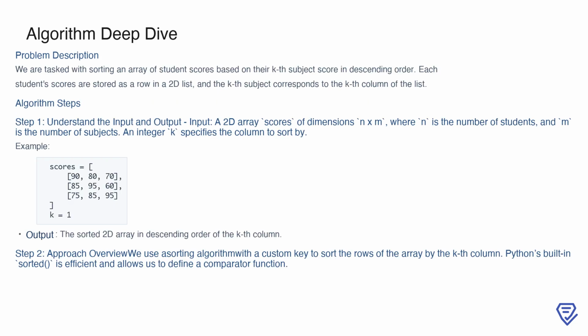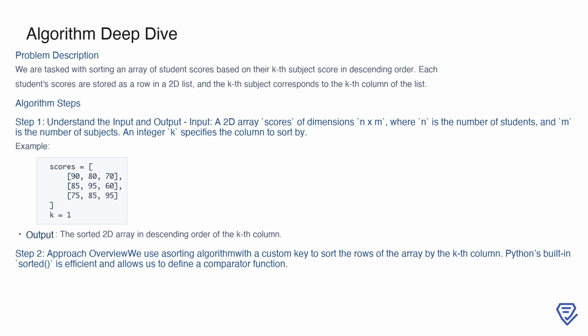In this problem, we need to sort a 2D array of student scores based on their scores in a specific subject, identified by an index k. Each row in this 2D array represents a student's scores across multiple subjects, while each column represents scores for a particular subject. Our goal is to sort these rows in descending order of the scores in the KTH column.